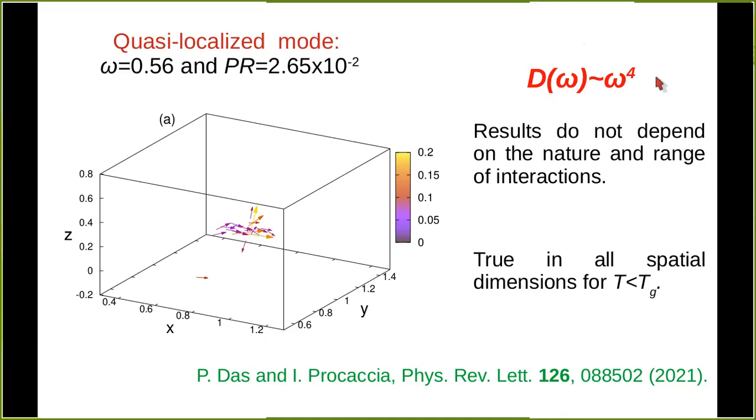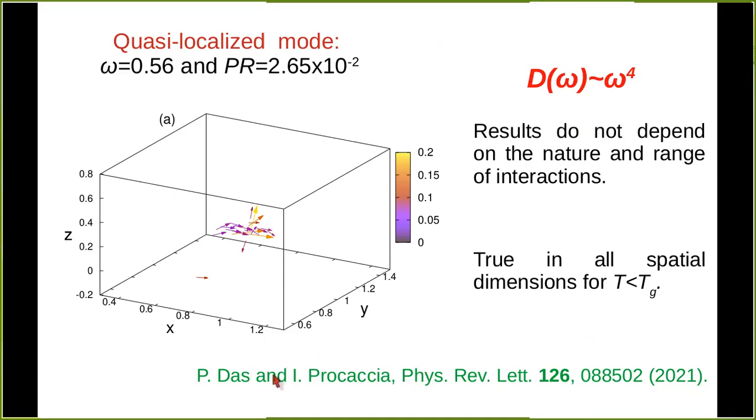Now the other question is, does this law hold true irrespective of nature and range of interaction? The answer is yes, because the Hessian we have used, that is the inverse of the covariance matrix, does not explicitly depend on the nature and range of interaction. So for us, it is quite straightforward to claim that this law holds true irrespective of nature and range of interaction. What about spatial dimensionality? The result I am showing you here is in d = 3. We have checked the validity in d = 2, and it works. We have not checked in d = 4, but we believe it will work even in d = 4 as long as the temperature of the system is less than the glass transition temperature.